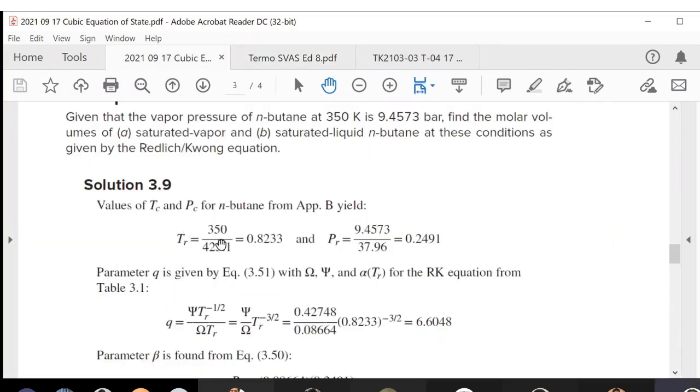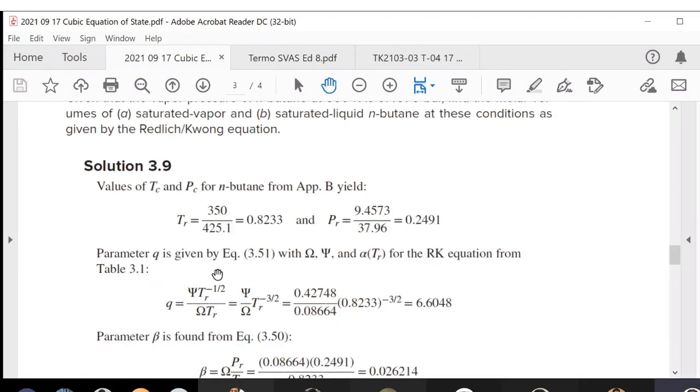The TR, this is critical temperature. The PR, this is critical pressure. You get the TR is 0.8. The PR is 0.25 approximately. Now, we have to calculate the parameter Q. The Q is given by equation 3.51.